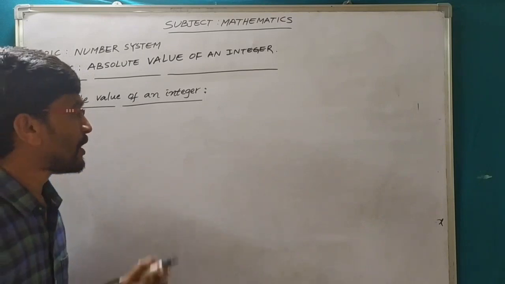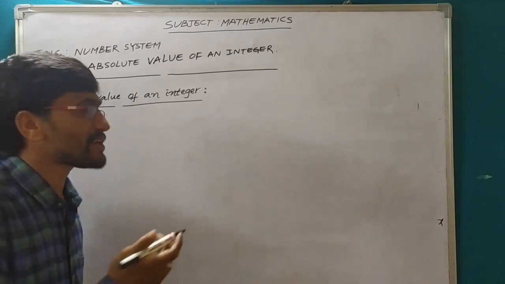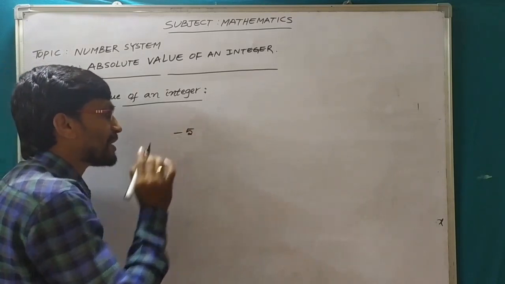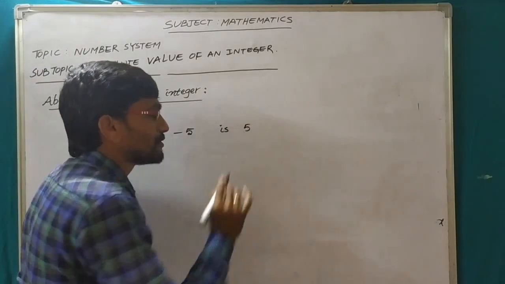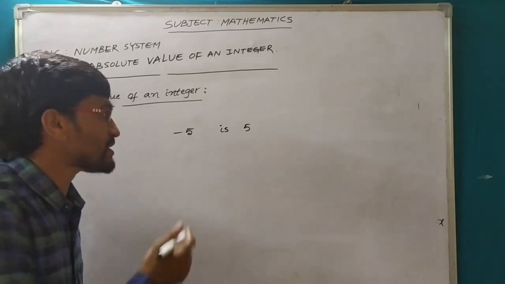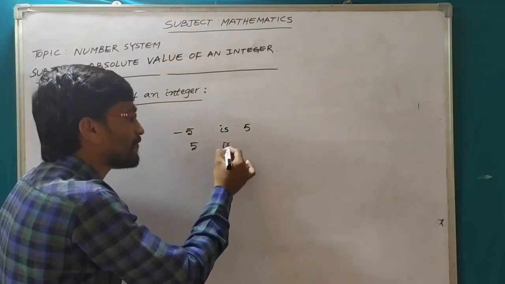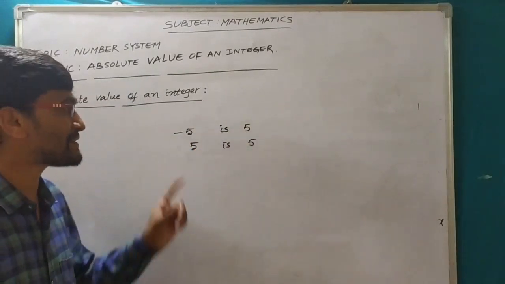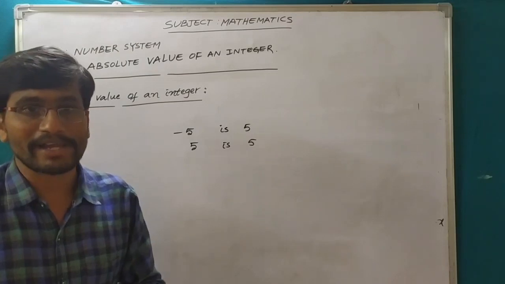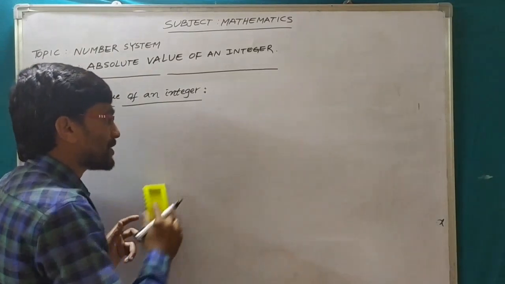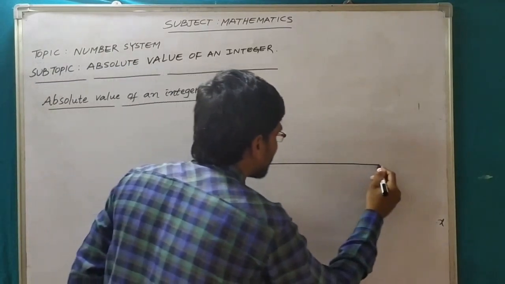For example, the absolute value of the integer minus 5 is 5. The absolute value of the integer 5 is also 5. Regardless of its sign, no need to take the sign. We have to write only the numerical value. Briefly, what is the definition of absolute value of an integer?